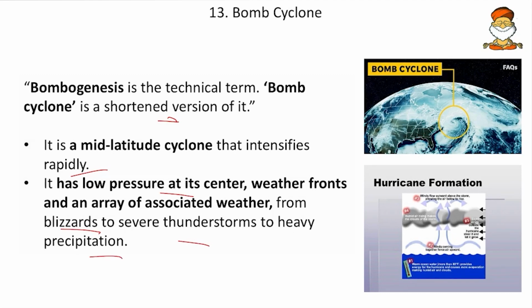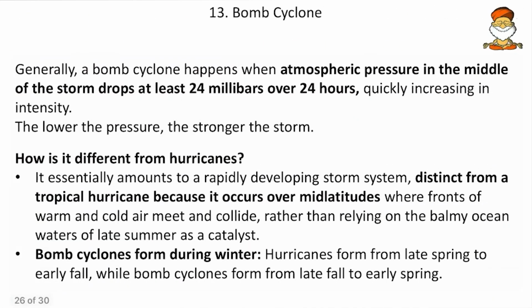So we know that heavy precipitation is a characteristic of the tropical cyclone. So why is this tropical-like cyclone happening in a temperate region? That is the point of discussion here. Generally, a bomb cyclone happens when atmospheric pressure in the middle of the storm drops at least 25 millibars over 24 hours. So when there is a sudden drop in pressure within a small duration of time, this temperate cyclone gains intensity. It acts like a tropical cyclone.